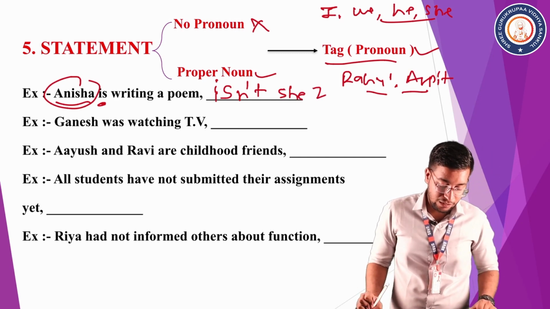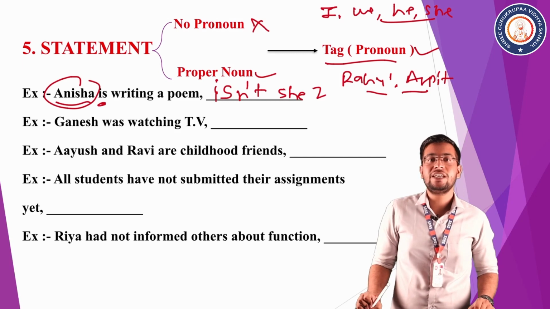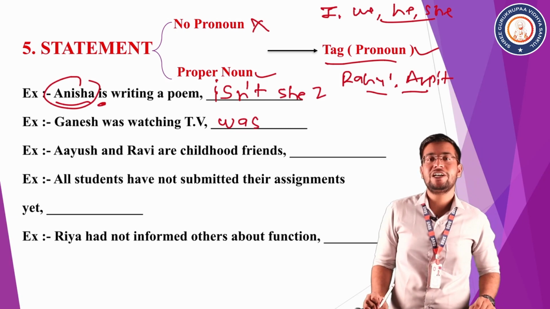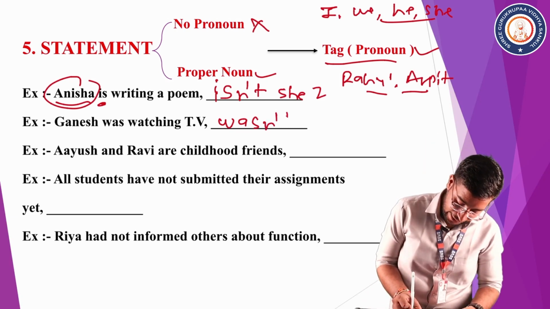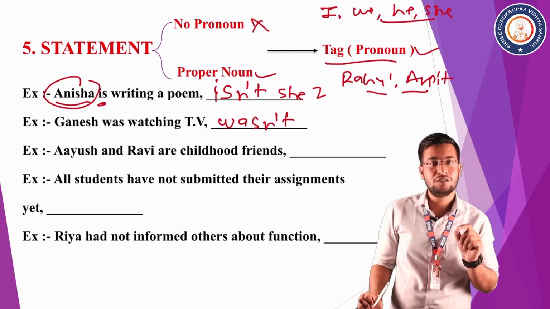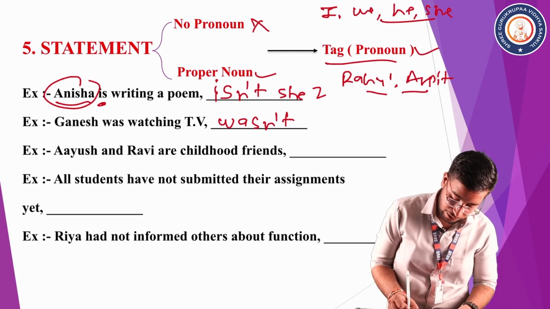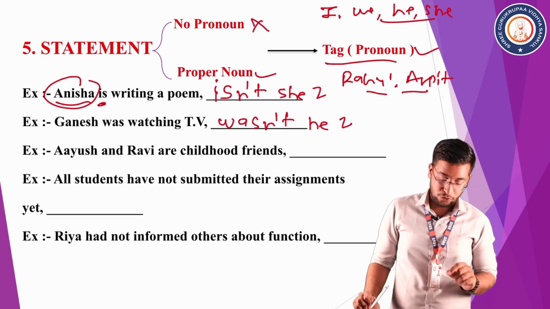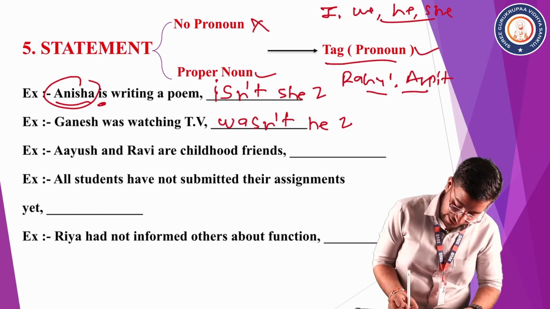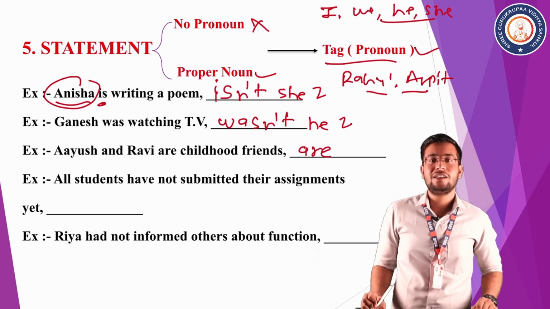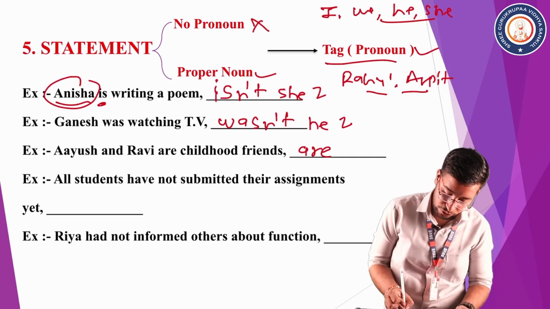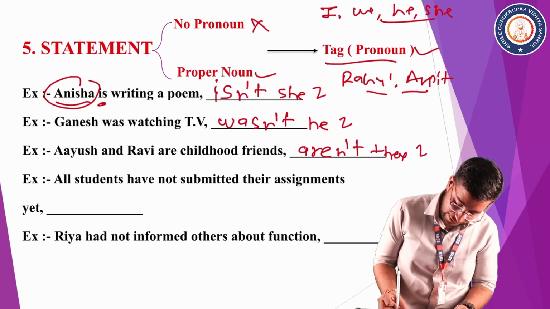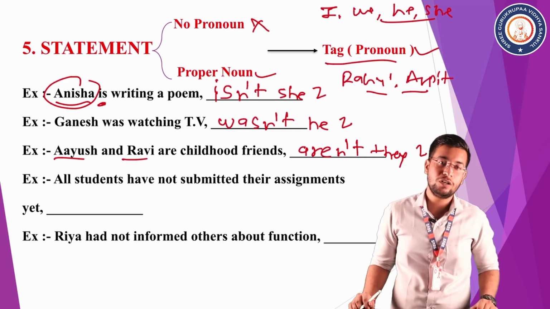So it will become isn't she. Yes. And in the second example, Ganesh was watching TV. In this example, was is our helping verb. So it will be was, and because it is an affirmative sentence, it will become negative, wasn't. And instead of Ganesh, we will use he, because in the tag we use a pronoun. So it will become wasn't he. Ayush and Ravi are childhood friends. So in this example, what is our helping verb? Yes, are is our helping verb. And because it is an affirmative sentence, it will become negative. So it will become aren't. What is aren't they? Why they? Because Ayush and Ravi make a plural subject.